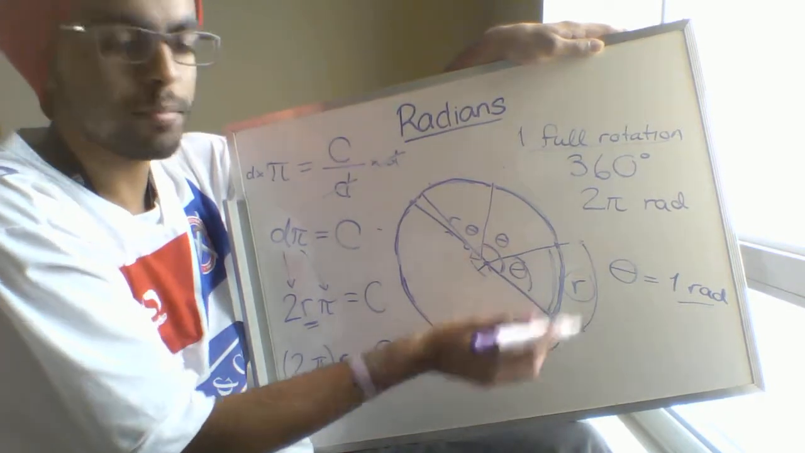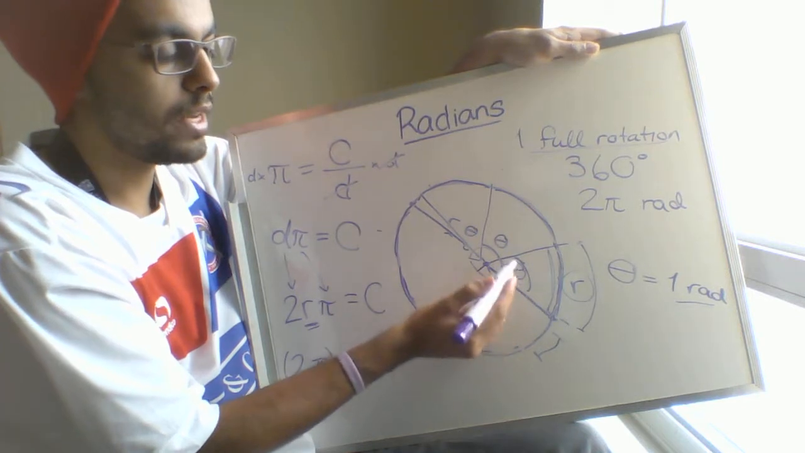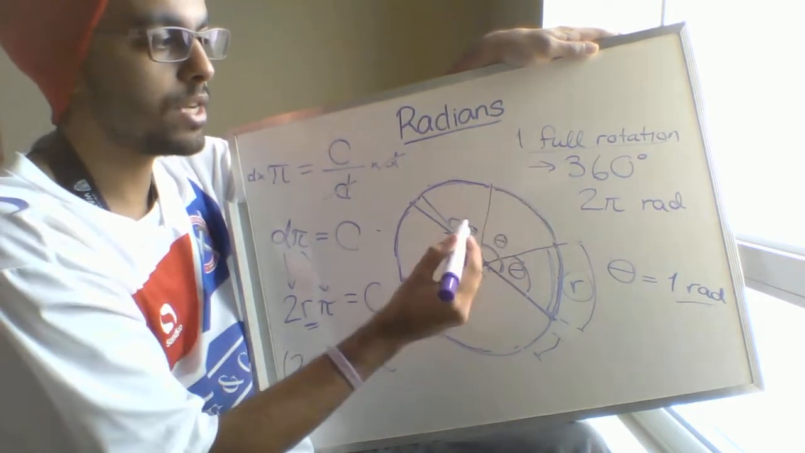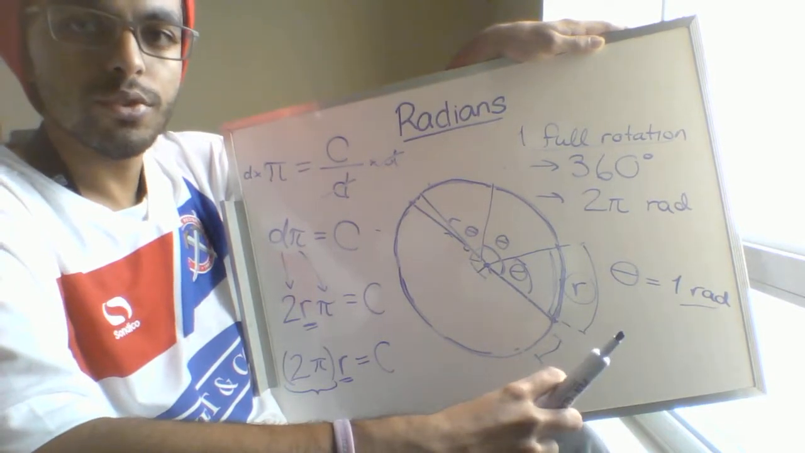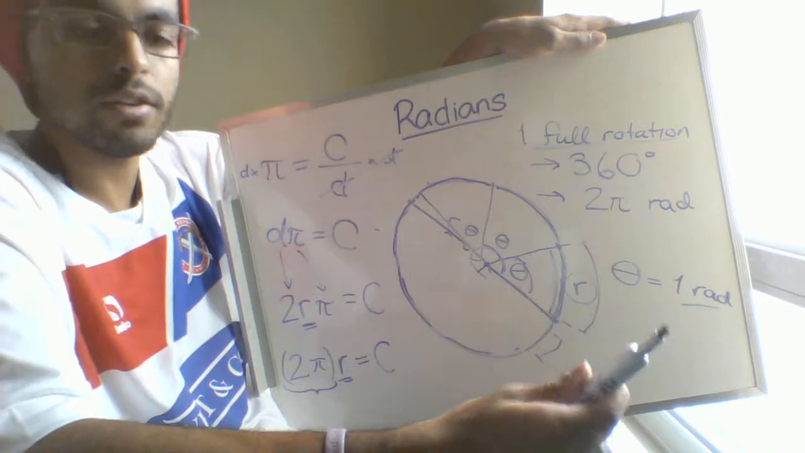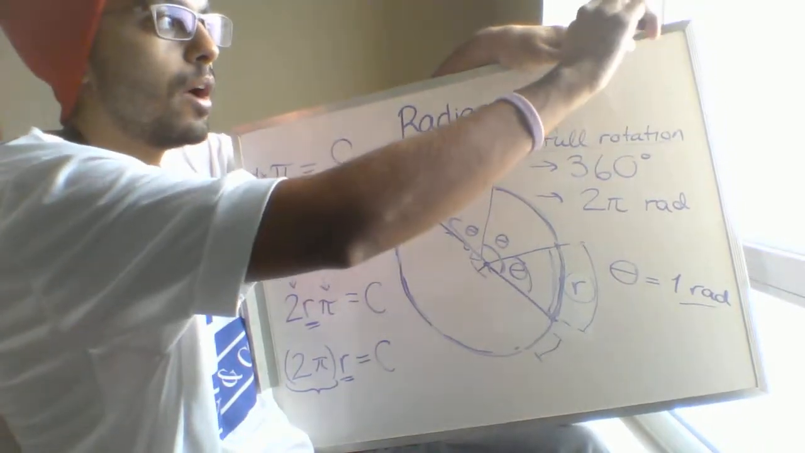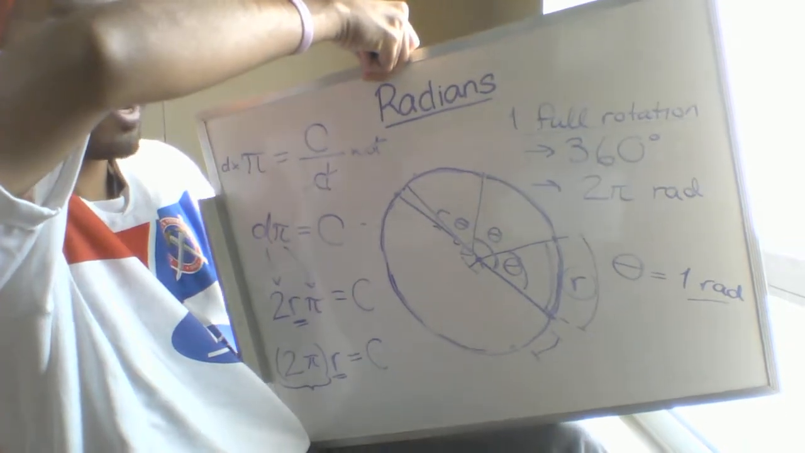That's just a segment of length r. This angle is 1 radian. So if degrees are measuring angles and radians are measuring angles, then those are just two different units for measuring the same thing. It's like miles and meters, right? You could use them to measure the same thing. They'll just give you different numbers.